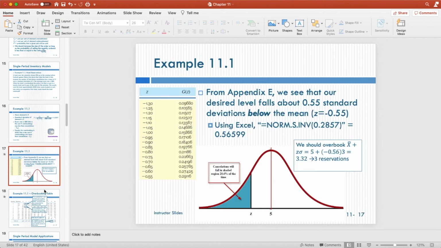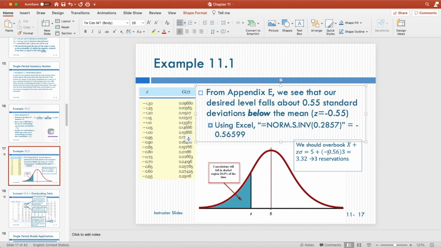Negative 0.57. You see, it should be negative 0.57. Here, by using Excel, it actually keeps more decimal points, but if you only keep two decimal points, it should be negative 0.57.